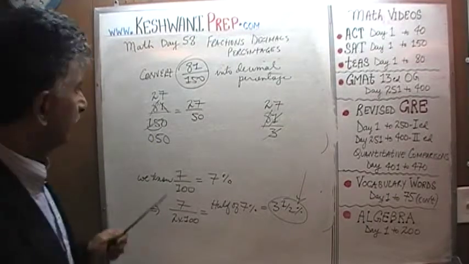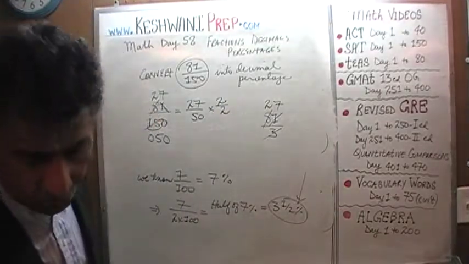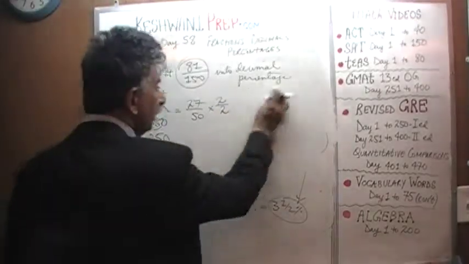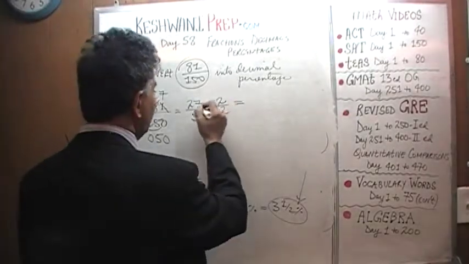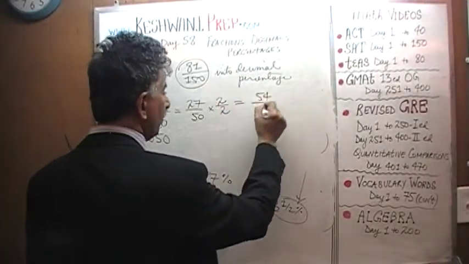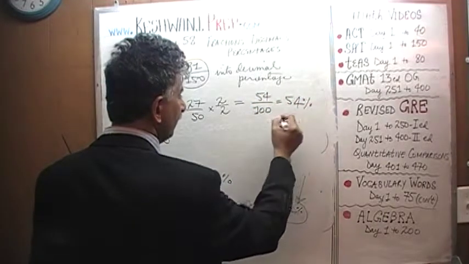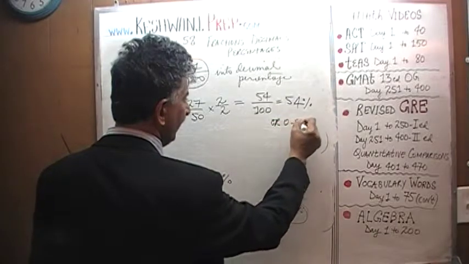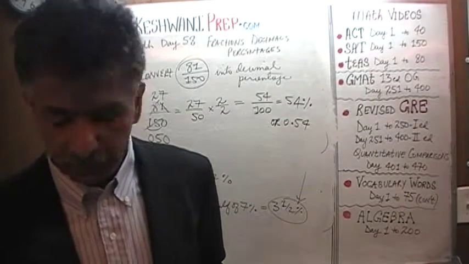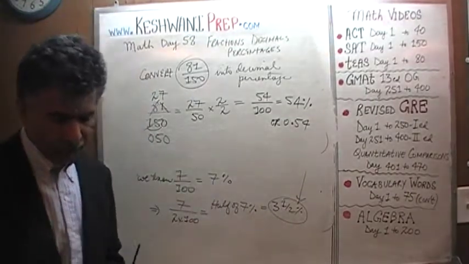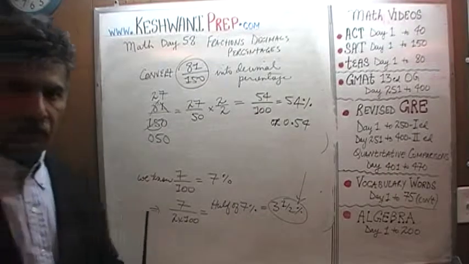That actually is very simple. Multiply top and bottom by 2, and we will have the 100 in the bottom that we were looking for. 27 times 2 is 54 over 100, which is the same as 54% or 0.54, depending on how the answer choices are laid out in front of you. Let's do the next one, shall we? So 81 over 150, we just learned, is simply 54%.